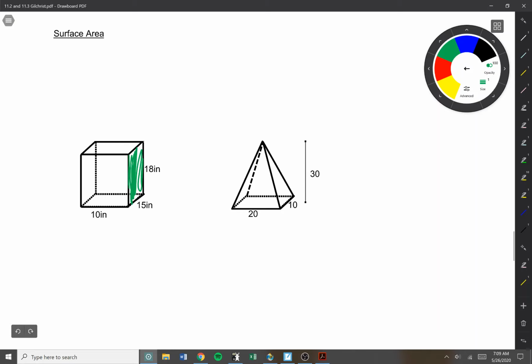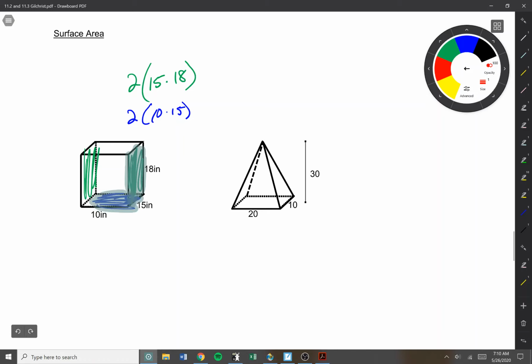Okay, well the area of this is 15 times 18. I'm going to call all these rectangles for now, 15 times 18. And there's 2 of those. There's 1 on each side. The area of this is 10 by 15. And there's 2 of those.